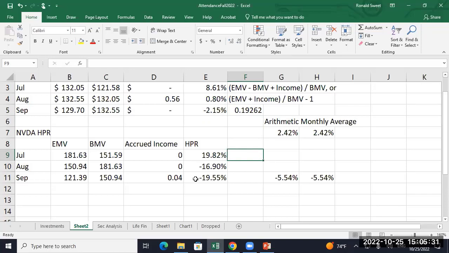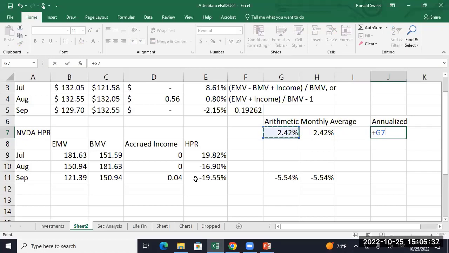All right. How do we annualize this? We just take that arithmetic and multiply by 12 because there's 12 months in a year. Pretty simple.